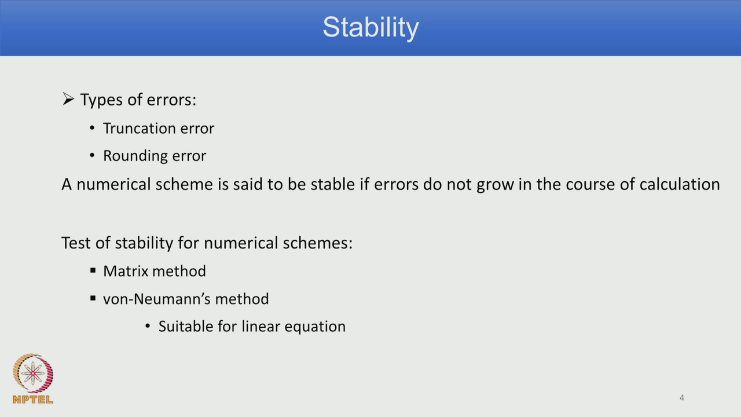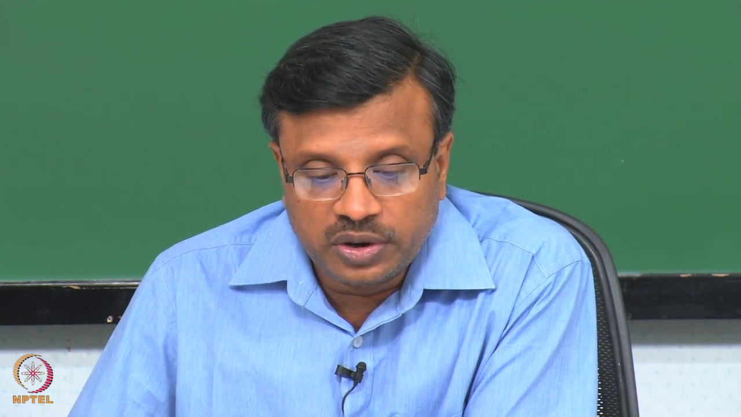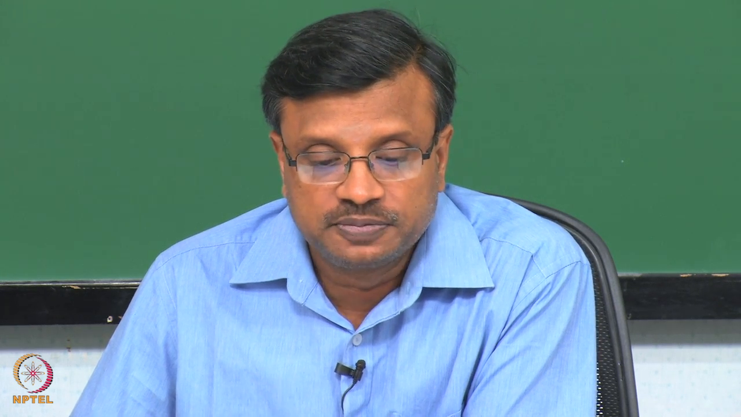Now, how to check stability for a particular numerical scheme? There are two popular methods, one is the matrix method, the second one is von-Neumann's method. In the matrix method, one finds the eigenvalue, and based on the eigenvalue one can explain whether the scheme is stable or not. There is another method, the von-Neumann method, where a Fourier series explanation is used, and in today's class we will particularly talk about the von-Neumann method and how to apply it to a discrete equation.